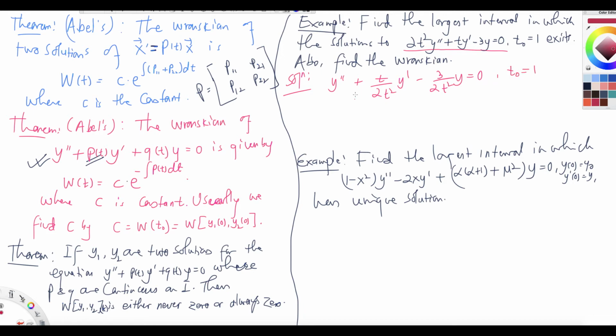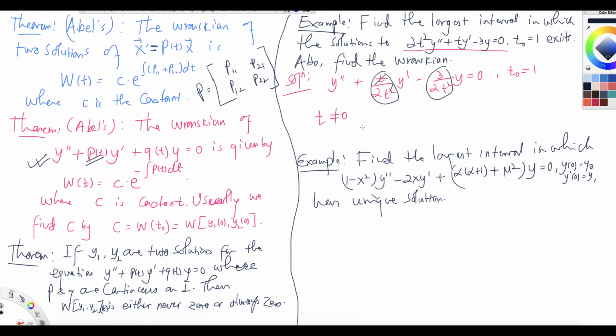So what is the point of discontinuity? t equals 0 is the point of discontinuity. This function is p(t) and this one is q(t), with a negative sign. So p(t) and q(t) are continuous everywhere except t equals 0. After you cancel that t with that t, there is one t left. Now, which is the longest interval that includes the initial value t0, the initial time?